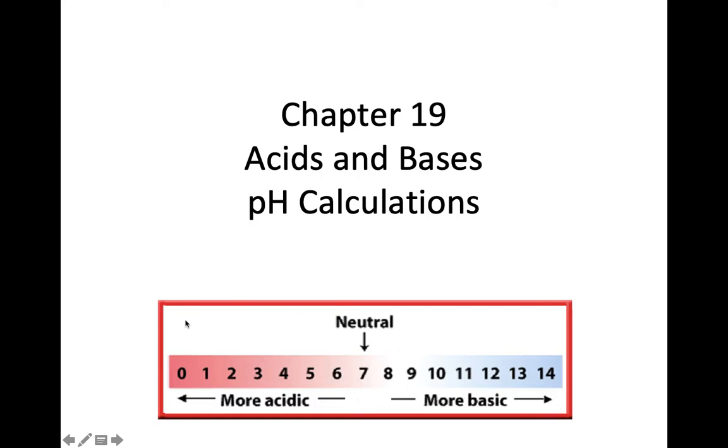So if we look at our little scale of acids and bases, if you remember from middle school or biology last year, neutral is 7. Anything less than 7 is an acid, and everything greater than 7 is a base. And the scale usually goes from either 1 or 0 to 14.